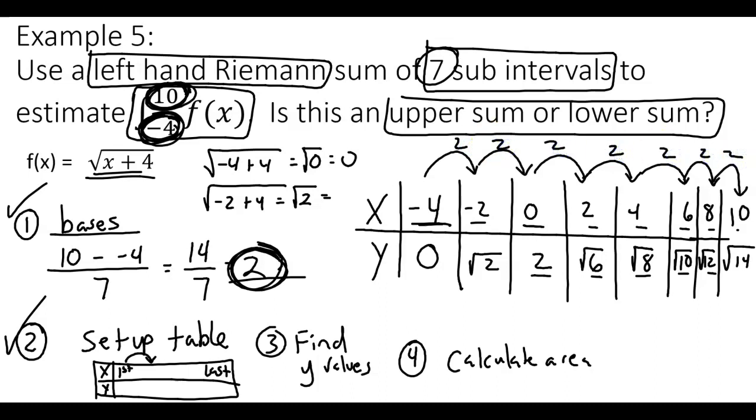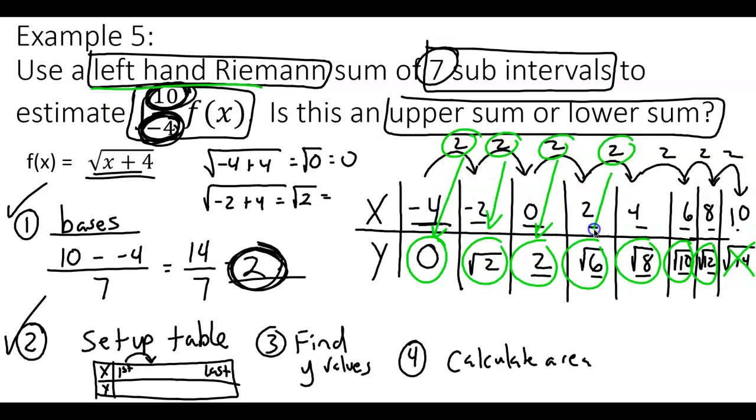But these are all my bases, so I'm going to do base, let's see, left-handed sum, right? So we're starting on the left, and we're going to use all these heights until we get to the very last one, which we are not going to use. So it's going to be base times height, base times height, base times height, and so on. And we have our answer there.